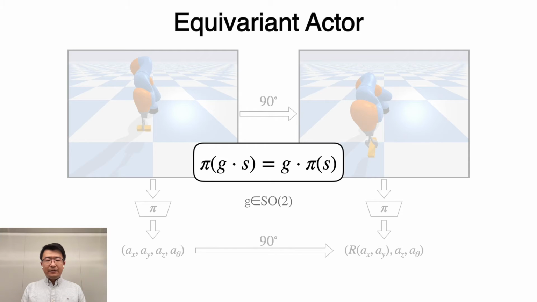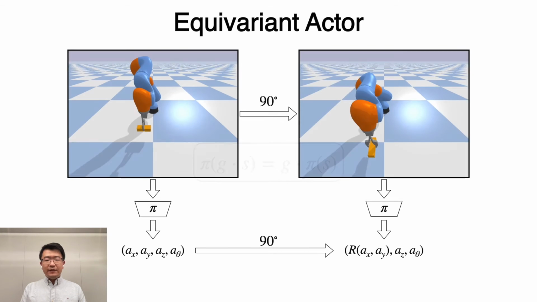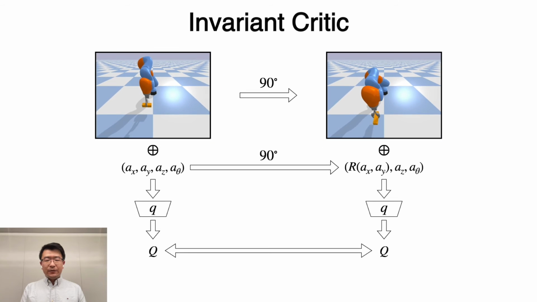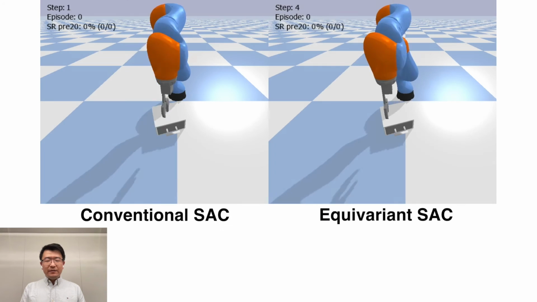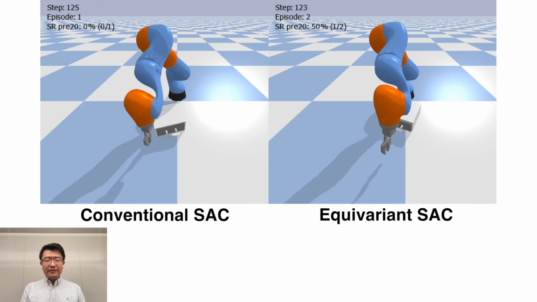Applying the rotation G to the state S, then passing GS through pi, will equal passing S through pi, then applying the rotation G. We further implement an invariant critic function Q. When the state and action are rotated by the same amount, the output of Q remains unchanged. Formally, the critic can be written as an SO2 invariant function. We implement the equivariant structure using weight sharing.